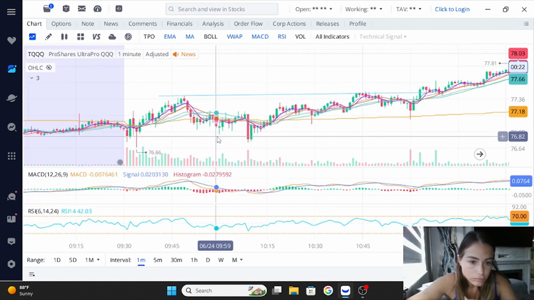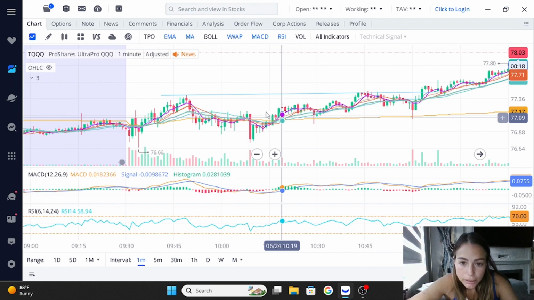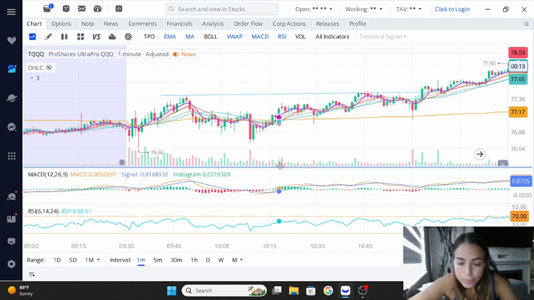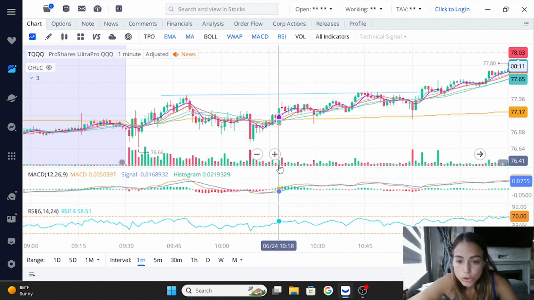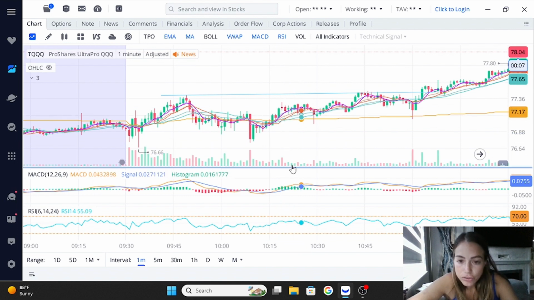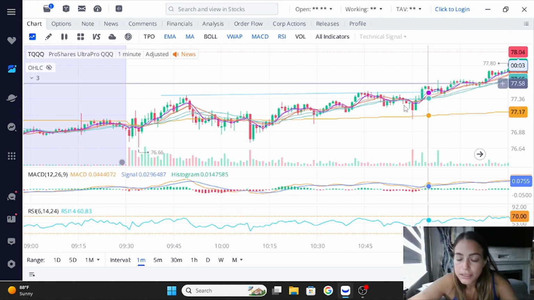So for example, you see right here, green candle, small red candle, and then boom, a bigger green candle. That means it's a good indicator that there's volume. So right here, green, red, big green candle. So you have more people looking to buy. See how those candles are big? This one right here, there's more people looking to buy.